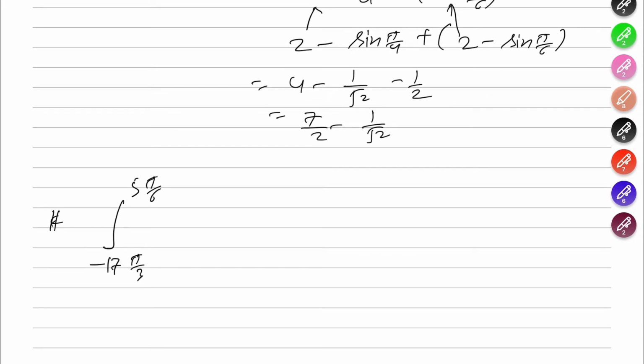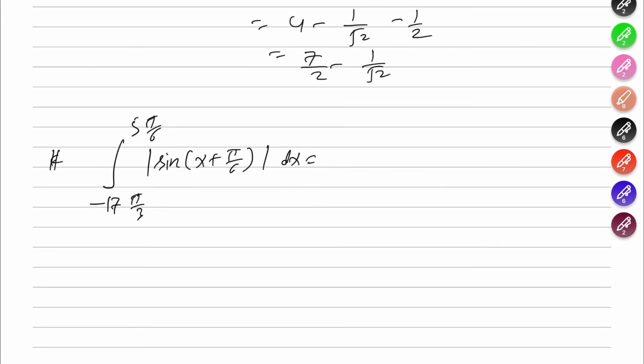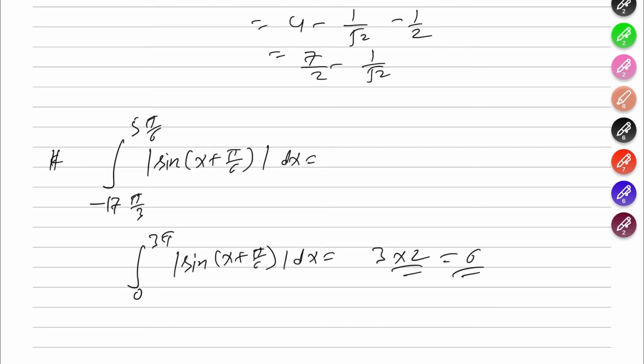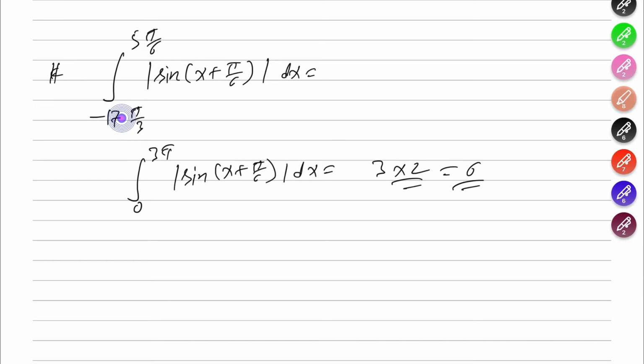Let's see, from minus 17 pi by 3 to 5 pi by 6 of mod of sine of x plus pi by 6 dx. Okay, here this is not in standard form, and also these limits are not integral multiples of pi. So mind it, before that, let's say from 0 to 3 pi of mod of sine of x plus pi by 6 dx. Clearly here 3 pi and 0 are integer multiples of pi, and the coefficient of x is 1, so we can directly write its answer as 3 minus 0, that is 3, into 2, that is 6.